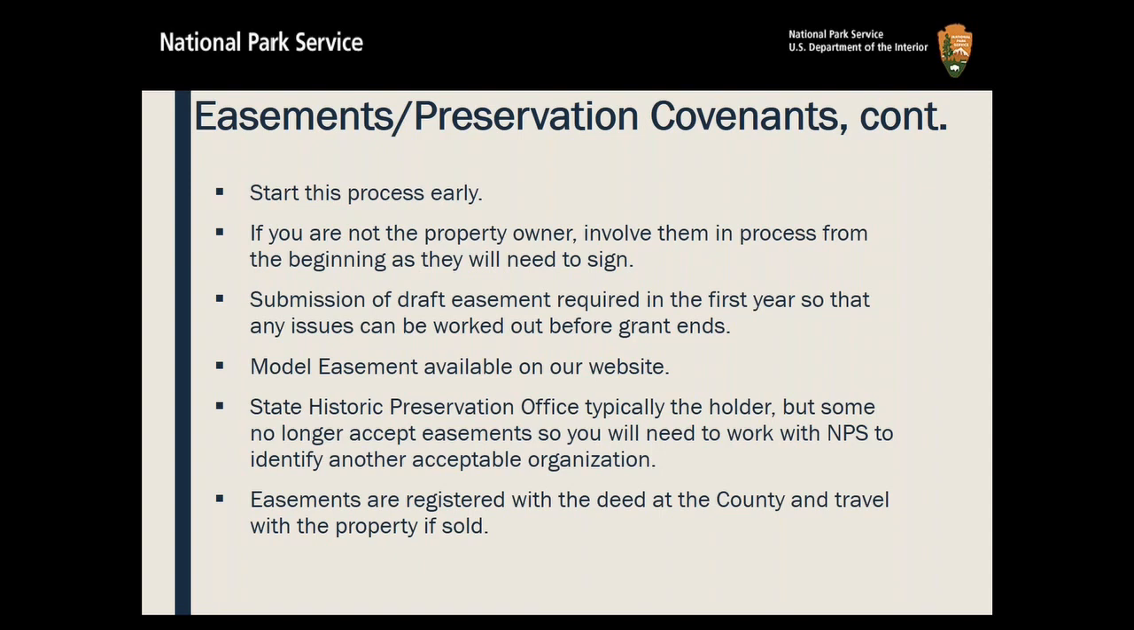Of course, it's just a model, so things change depending on what state you're in and also what type of ownership you have. As we said, the SHPO is typically the holder. That's the State Historic Preservation Office, but some no longer do that, so you'll have to find another agency. And some agencies won't accept an easement without some sort of financial package as well, and that's an eligible grant cost if that's necessary. Easements are registered at the county with the deed, and so they travel with the property if sold.